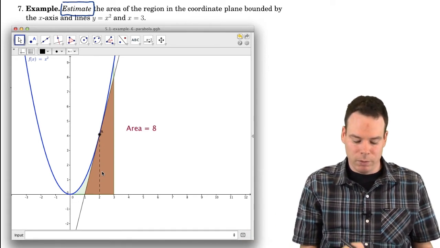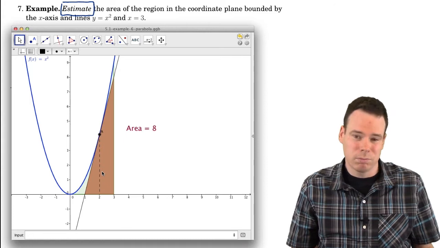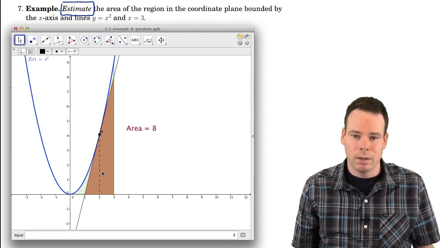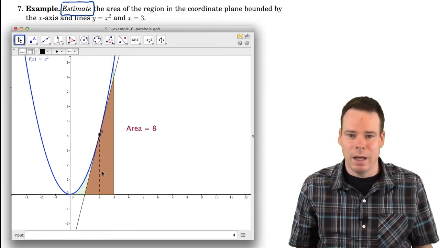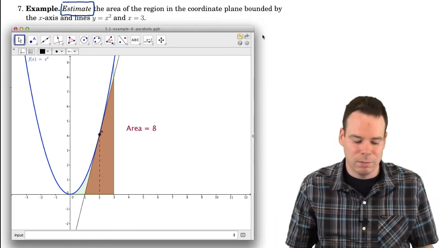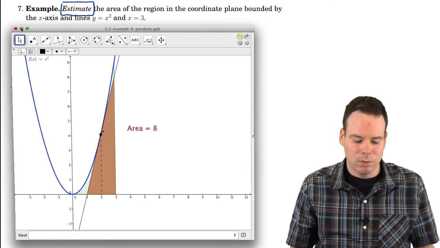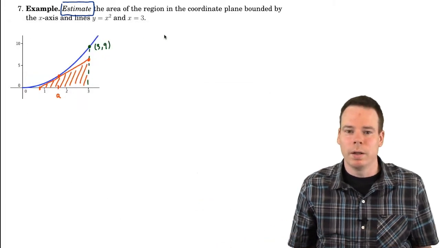So that gives me a lower bound for the area under the curve. It's got to be bigger than 8. And I know it's lower than 13.5 by that other argument. So I know it's somewhere between 8 and 13.5. So these are just estimates that we can get using ideas from calculus 1.